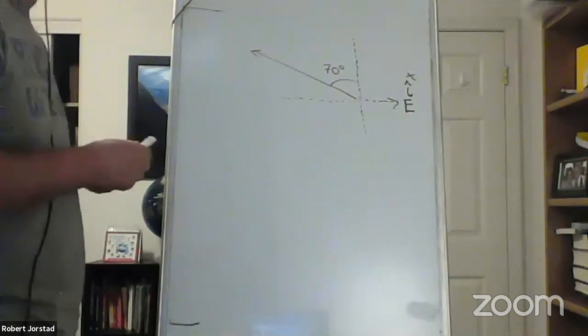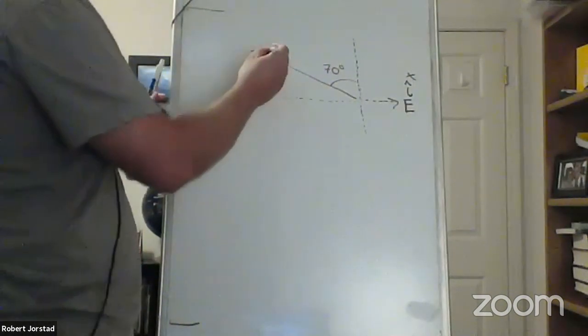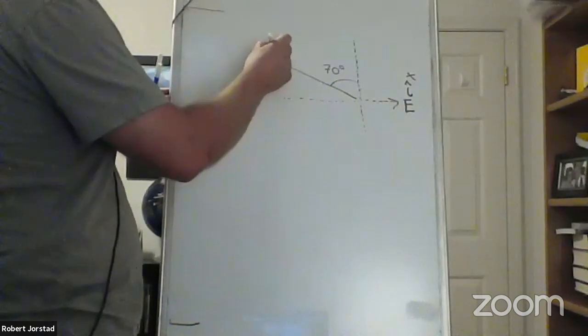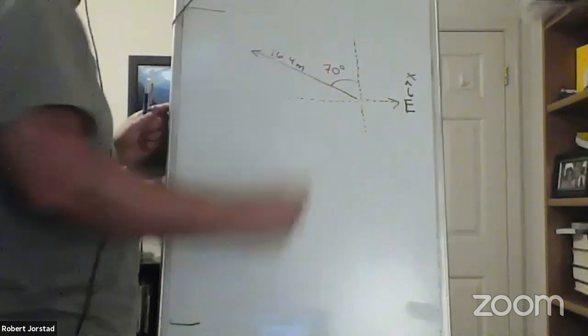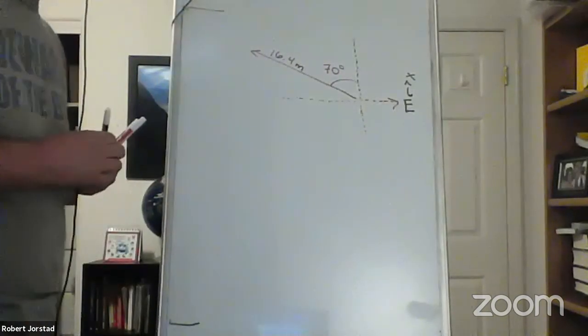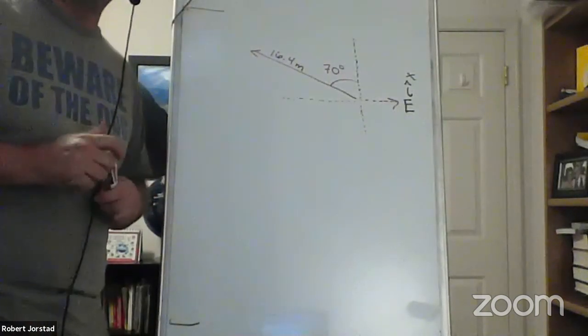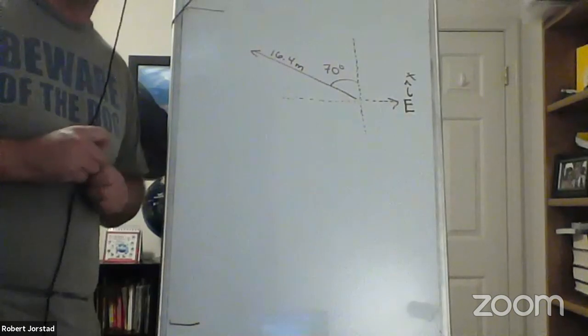All right. And let's say this side is 16.4 meters long. Is that too small? Do I need to move it closer, or is it legible to you guys? No, you're good. You're good. Okay. You can see it fine.